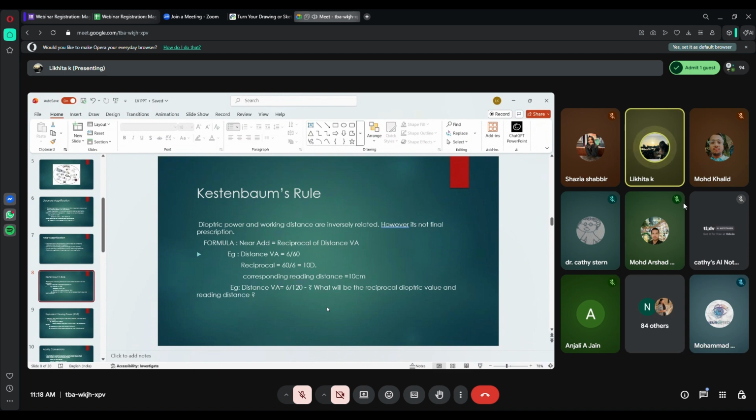Is my screen visible? Yes, yes, it's visible.